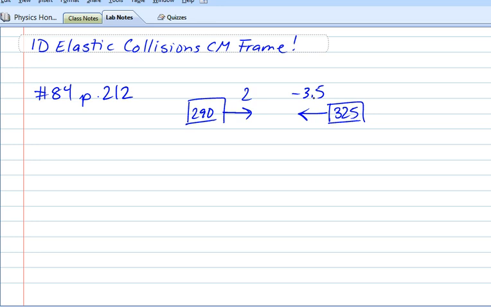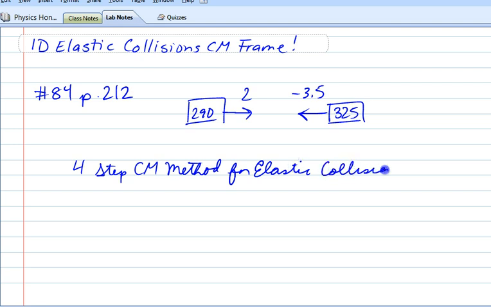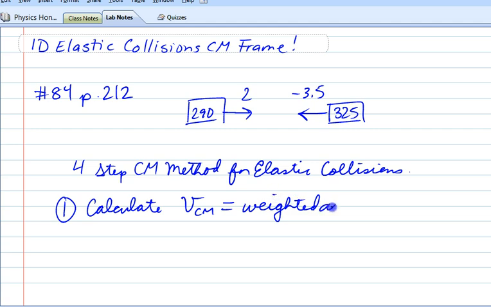Now, there's 4 steps. So this is sometimes called the 4-step center of mass method, sorry, for elastic collisions. Okay, so the first step is actually to calculate something weird, which we call the velocity of the center of mass. And this is really just a weighted average of all the different objects in the system. You take their masses, you multiply by the velocities, you divide by the total mass.